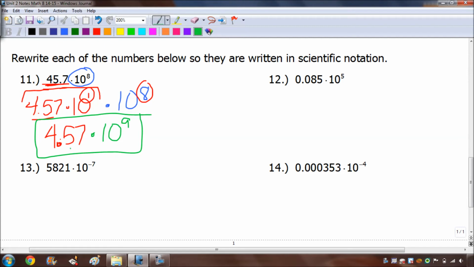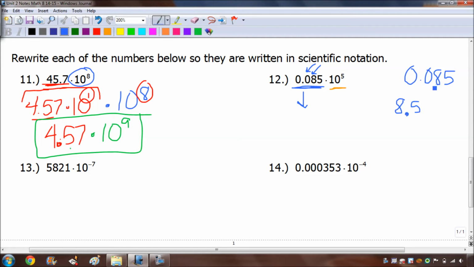All right, and number 12. Same thing. I'm going to split it up. I have this piece right here, and I'm going to completely ignore this times 10 to the 5th power for right now. And I'm going to figure out what 0.085 is in scientific notation. Well, I know this is the 10ths place, and this is the 100ths place. So that means I end up getting, I'm going to do this on the side, 0.085. I end up getting 8.5 hundredths, right?